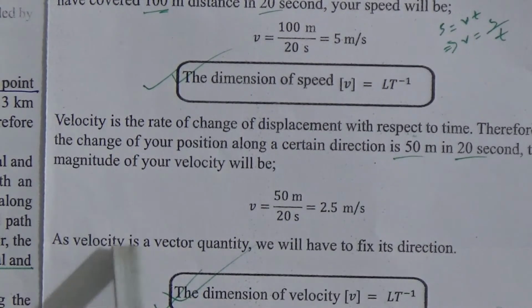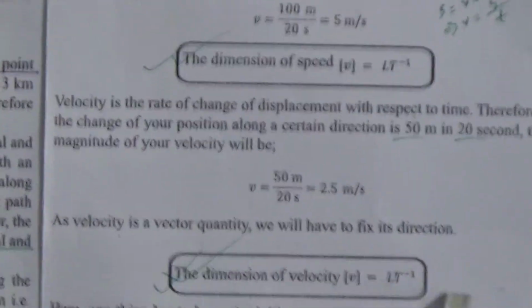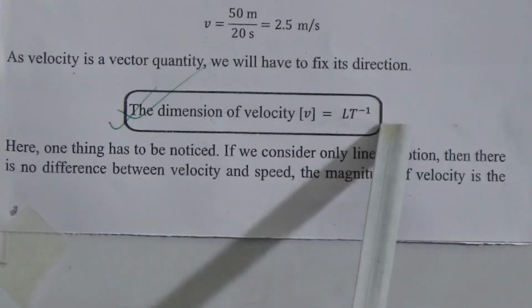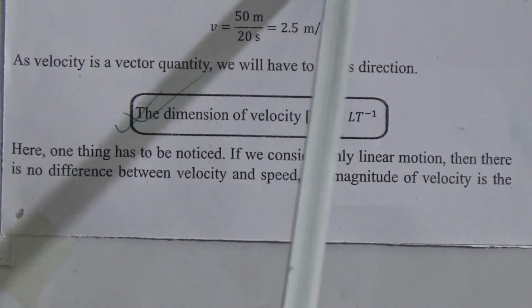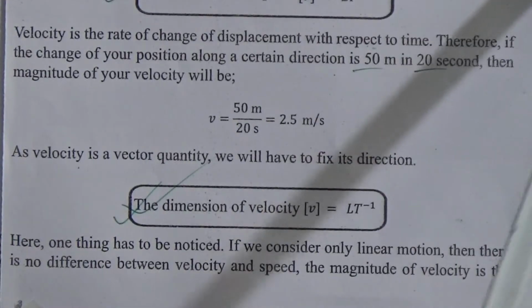Now as velocity is a vector quantity, we will have to fix its direction. The dimension of velocity V equals LT minus 1. Our dimension is the same for speed and velocity. Now go to the next math.